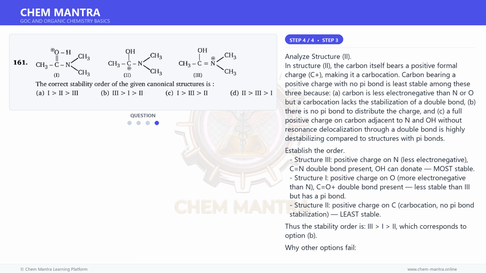Why other options fail? A. I, 2, 3: incorrect, places 3 as least stable, but N+ in a pi system is more stable than O+. C. I, 3, 2: incorrect, O+ is less stable than N+ in resonance structures. D. 2, 3, I: incorrect, carbocation 2 is least stable, not most stable.